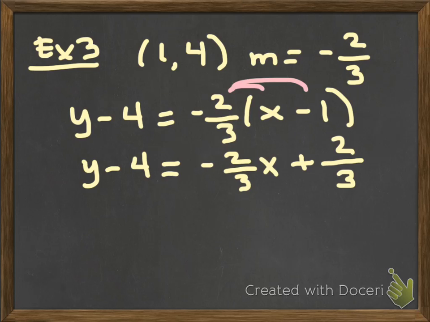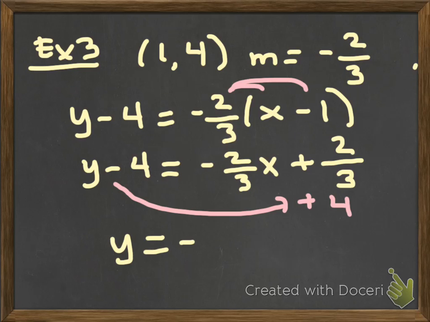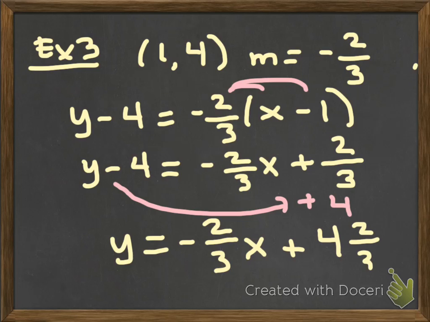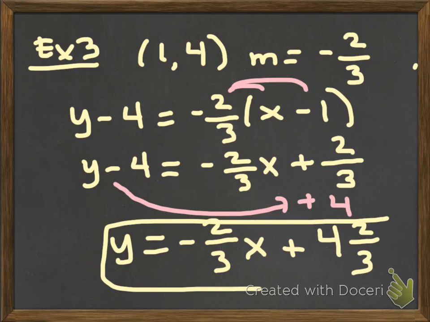And the last step is to isolate the y, bring the minus 4 to the other side, it becomes plus 4, and the equation of the line is y equals negative 2/3 x plus, and then 2/3 plus 4 is 4 and 2/3. So that's the equation of the line.